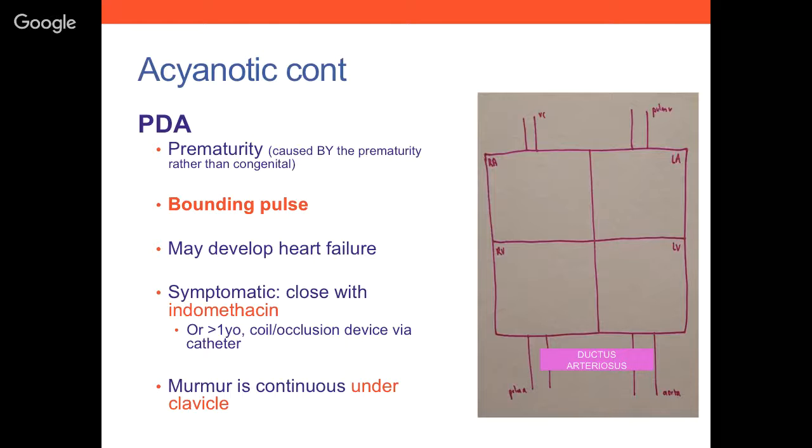It's really, really relevant. They can develop heart failure in the future. And if it is symptomatic, you can give indomethacin to close it. So an NSAID to close it. And what was the thing that keeps things open?